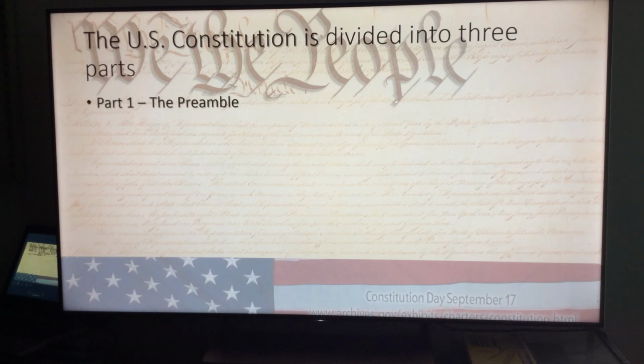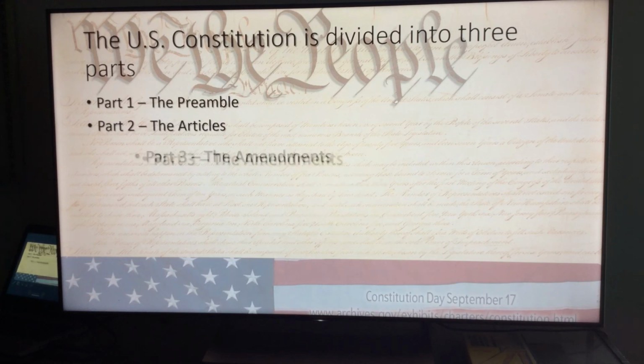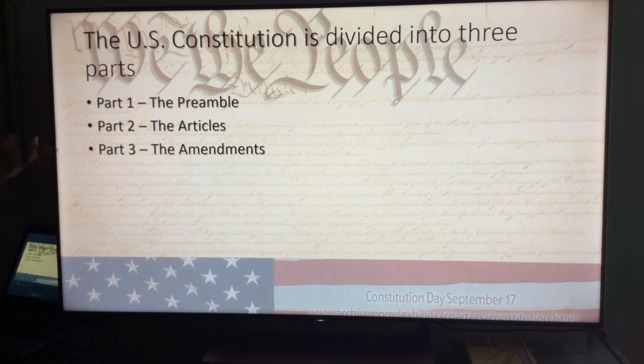You should know the Constitution is divided into 3 parts. Pretty simple. Part 1 is the preamble, so that's first. The articles are second, so articles 1, 2, and 3, where we talk about the legislative branch, executive branch, judicial branch. And then part 3, the amendments. When you amend something, you're adding to it or changing it, so that's part 3. That's the last part of the Constitution.